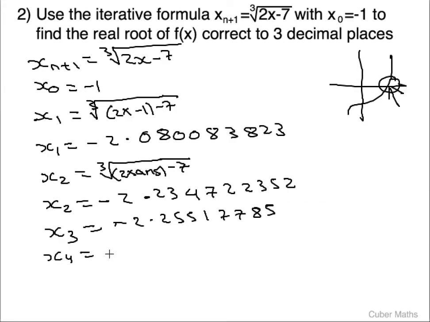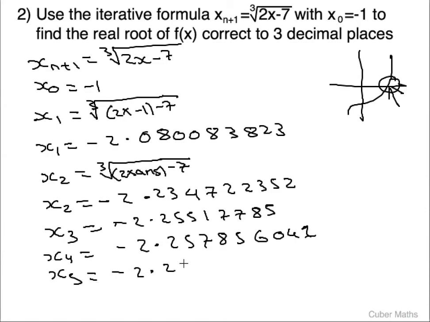So if we press the equals button again, we're going to end up with minus 2.257856041. And as you can see now, between x3 and x4, our first 2 decimal places are the same. They both have minus 2.25. But in x3 we then have a 5, and in x4 we then have a 7. So we need to press the equals button again to find x5. And when we do that, we end up with minus 2.258220622, which again, they're not the same. The third value isn't the same.